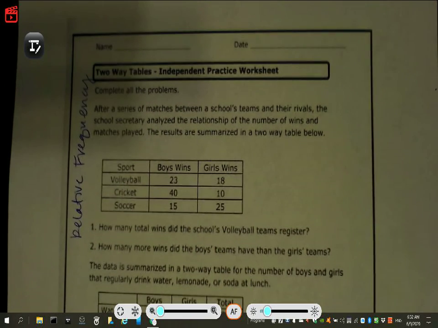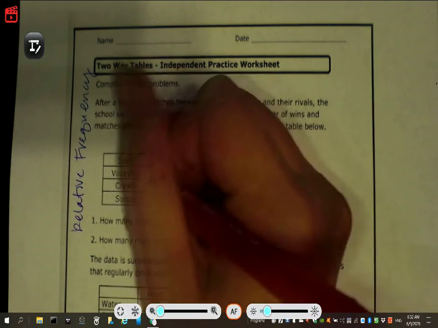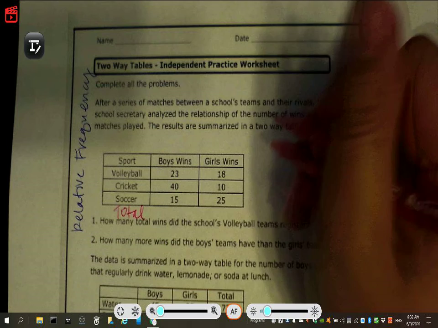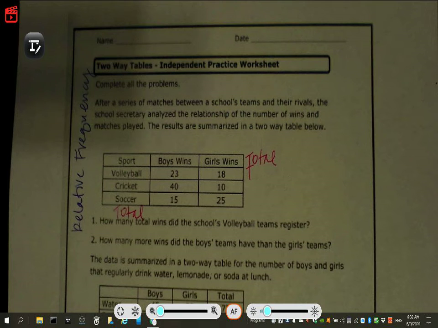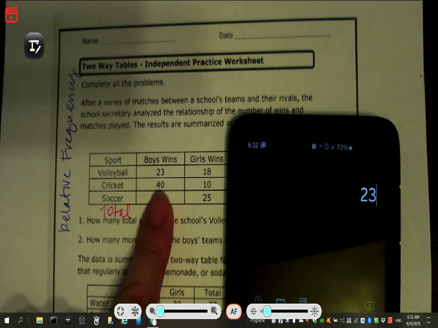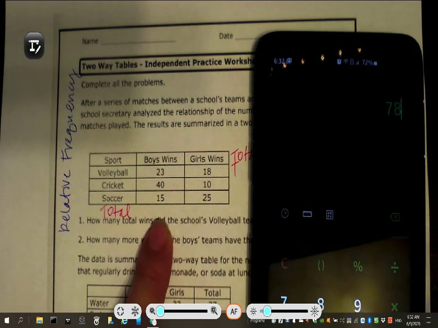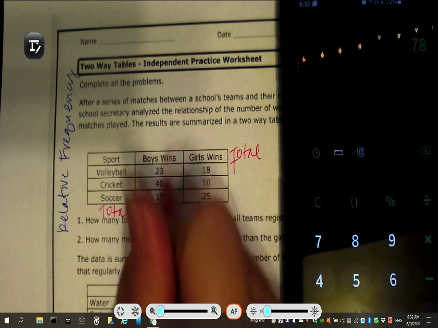In lesson 5.2 from TMM, we found out that you can find the total for each column and row. So I'm going to add in red the total row and total column. What I mean by that is, if I wanted to find the total number of boys winning, on my calculator we are adding 23 plus 40 plus 15 to find that the total number of boys wins in all sports is going to be 78. That's why it's the sum of the column here.